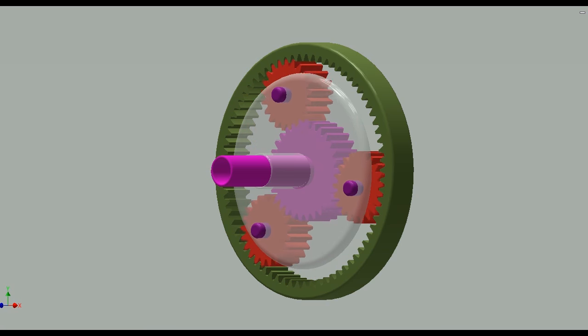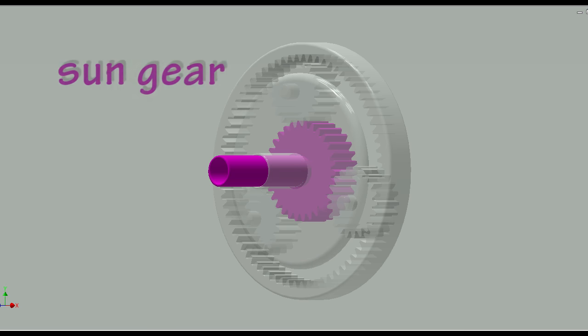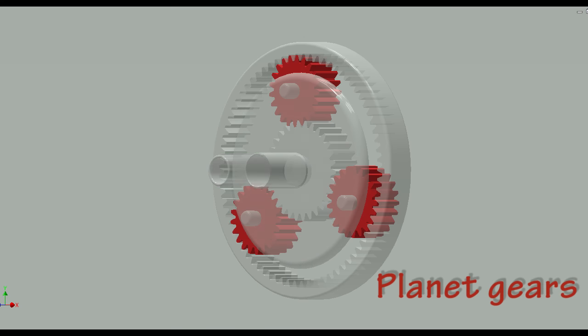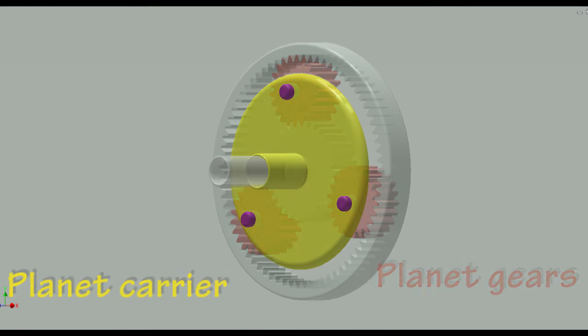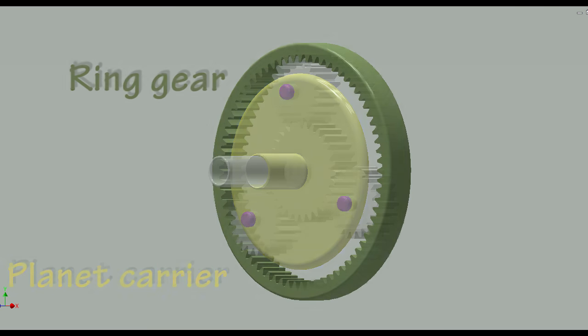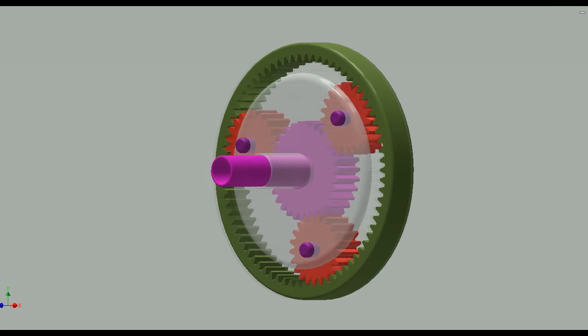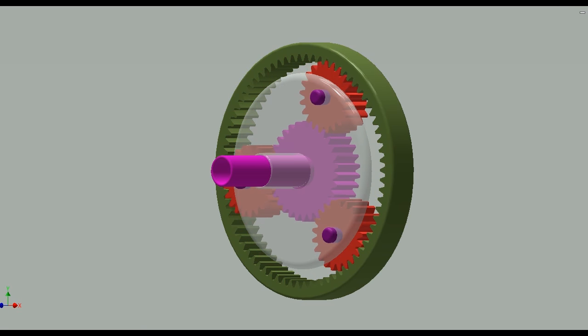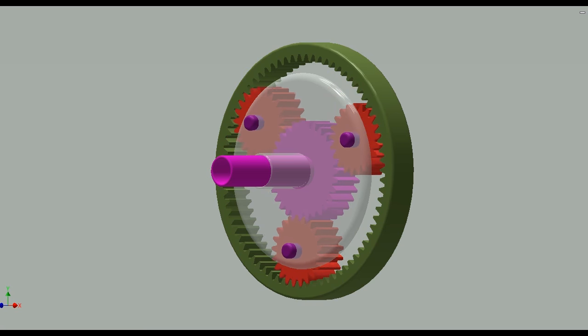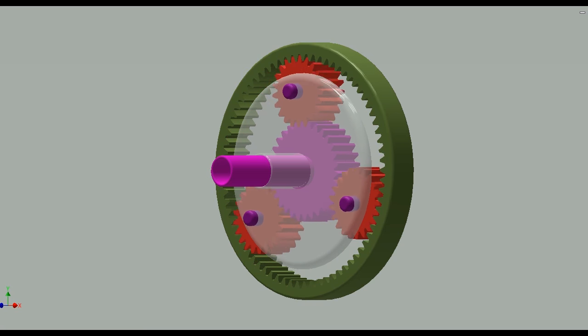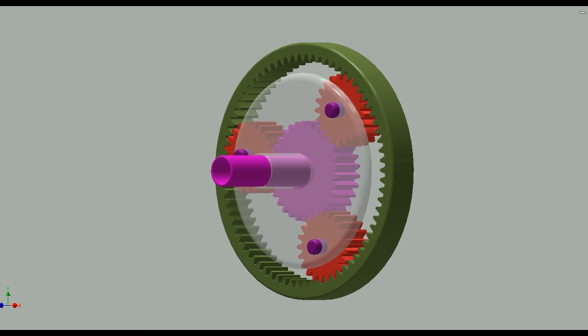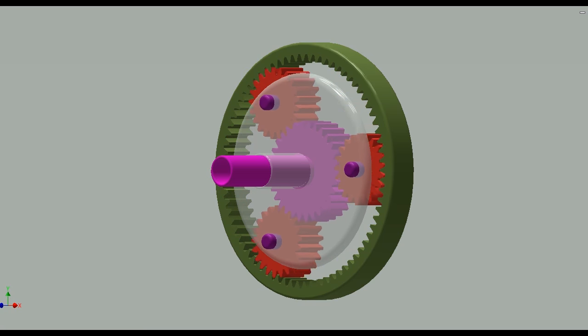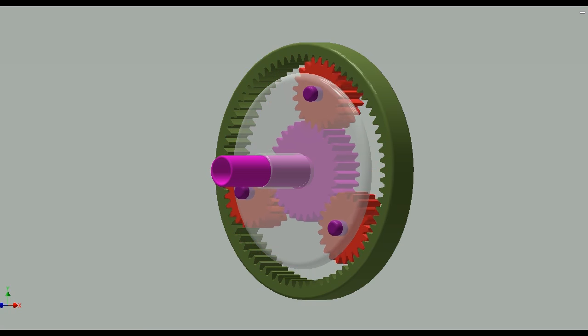A simple planetary gear set consists of a single sun gear, three planet gears, a planet carrier, and a ring gear. Each of these three components can be the input, the output, or can be held stationary. Choosing which piece plays which role determines the gear ratio for the gear set.